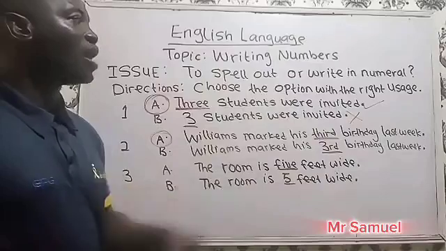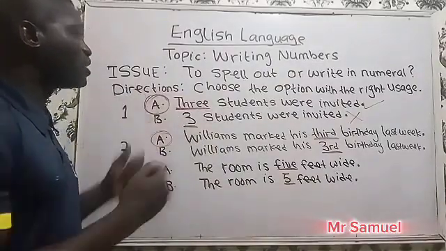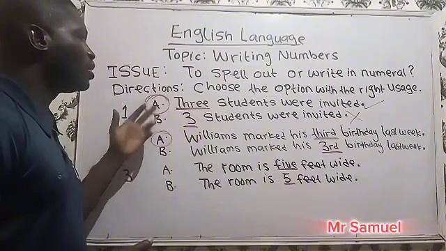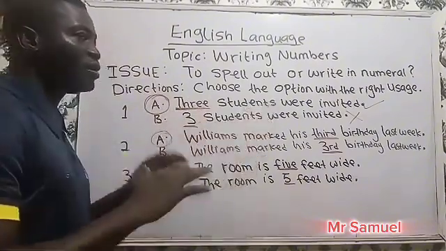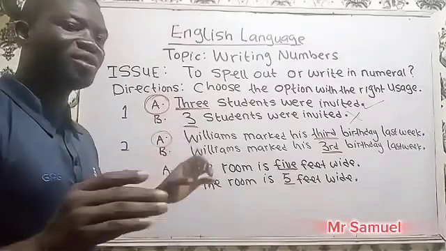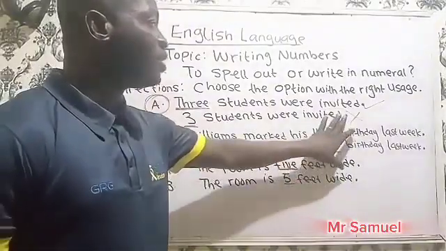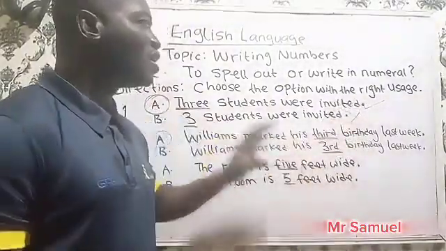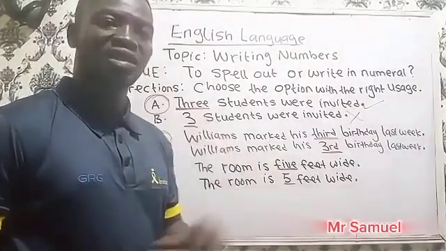Choose the option with the right usage. Three students were invited. If you pay attention to option A and option B, you can see we've actually expressed the same thing on the board. These are affirmative sentences, and we have our period. So we've done the right thing: good spellings, and we paid adequate attention to capitalization.